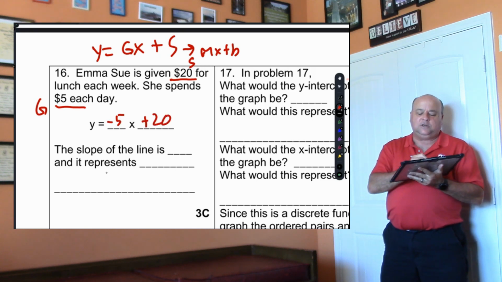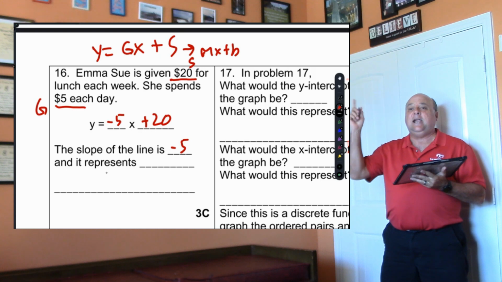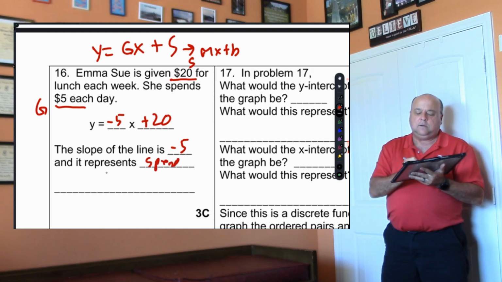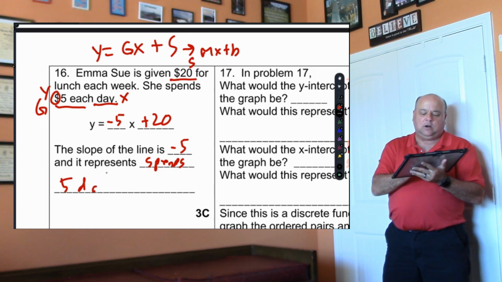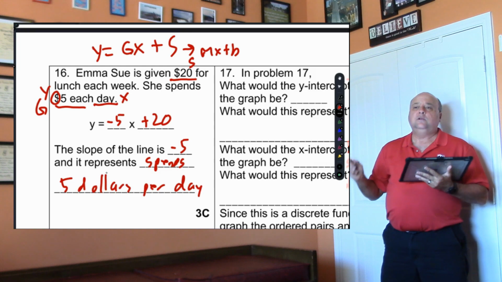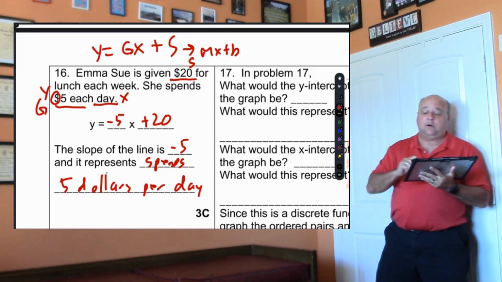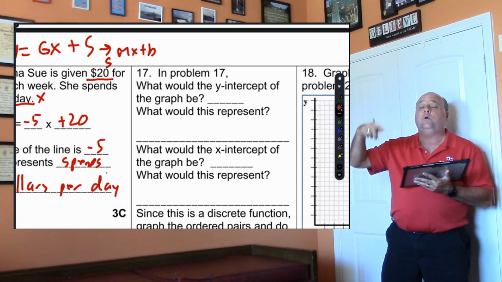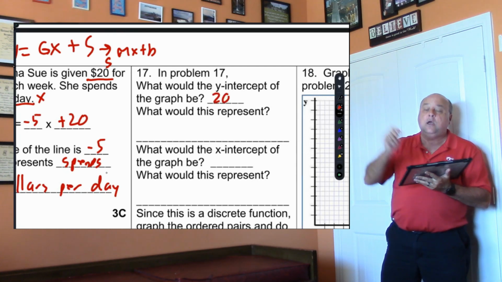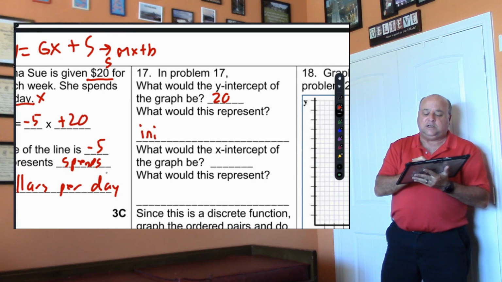So this right here is going to be my slope, -5, and it means that she spends $5. Remember, she spends $5 each what day? This is my y, this is my x. So $5 per day. This is good. Her money's going to go down, right? Now then, the y-intercept is what she starts off with, the starting amount. It's 20. On your STAR test, they're going to say the initial amount. So it's the initial amount of money.